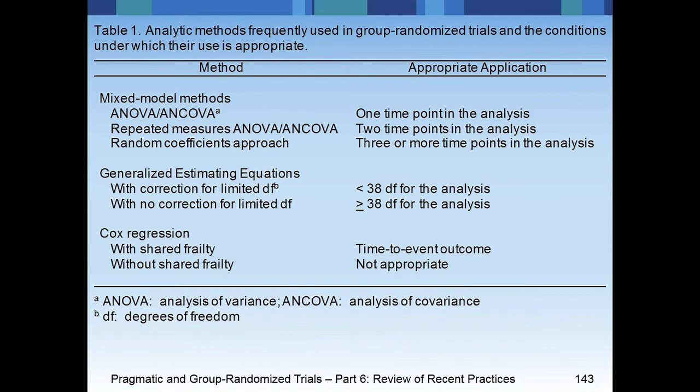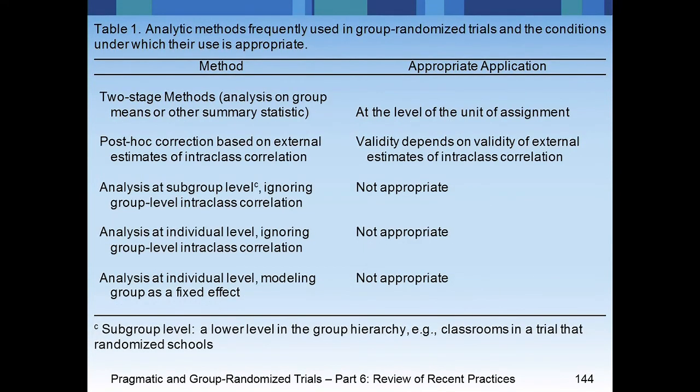Finally, on this slide, we mentioned Cox regression because it started to be used now. We didn't see that in the last review published in 2008. If you have a shared frailty that's included as part of your analysis, then Cox regression is perfectly appropriate for time to event outcomes. You shouldn't use Cox regression without the shared frailty, however, if you're analyzing data from a group randomized trial. We can also use 2-stage methods where we, in a first stage, calculate some group level statistic, and in a second stage, do the analysis on those group level statistics with degrees of freedom based on the number of groups. So that approach is perfectly appropriate.